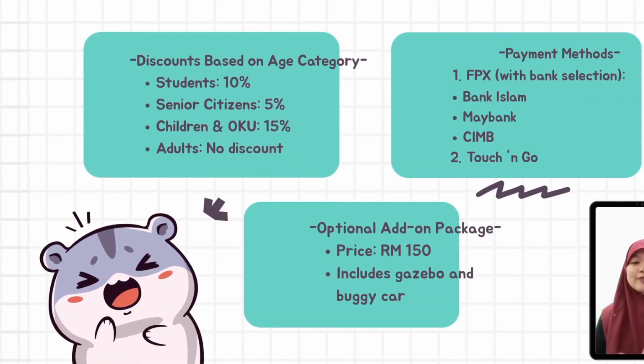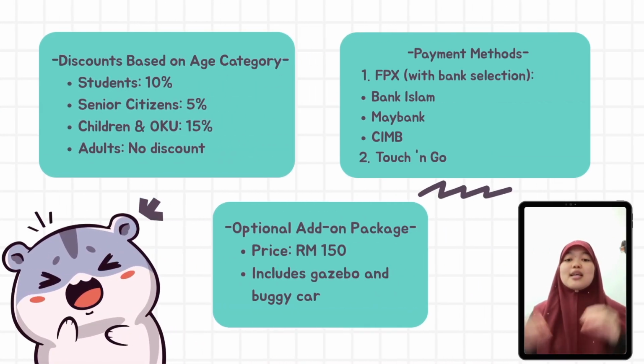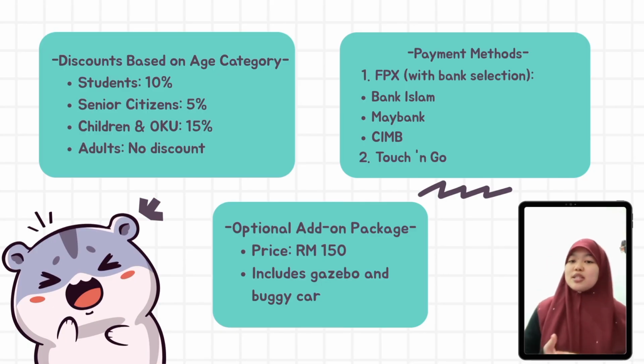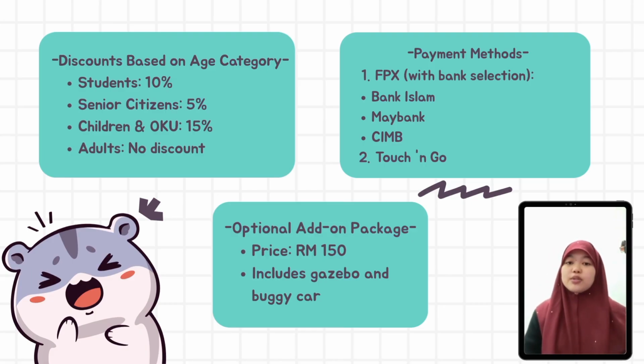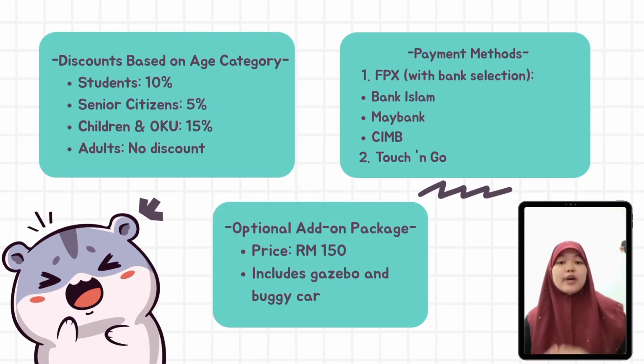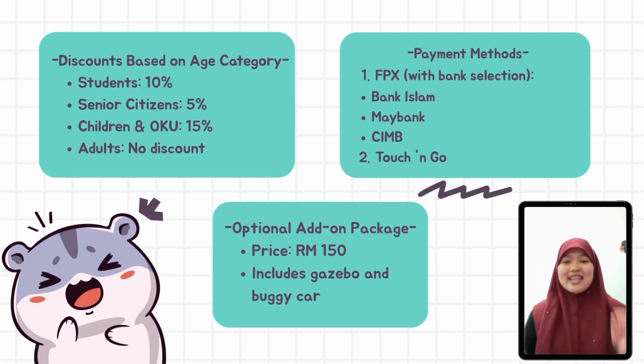Next, they have to select their age because discounts are given based on their age. Students get 10%, senior citizens get 5%, and children or OKU get 15% off, while adults don't get a discount.